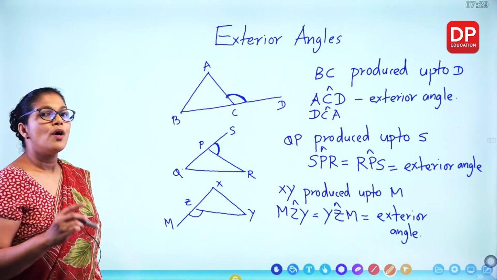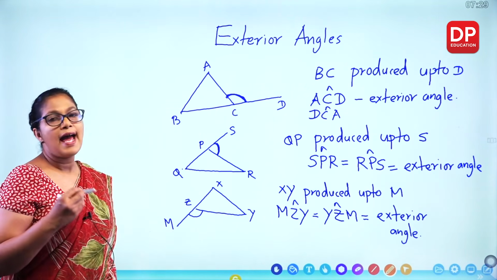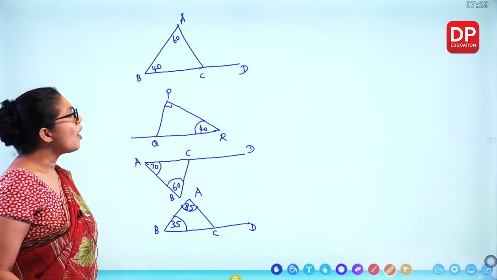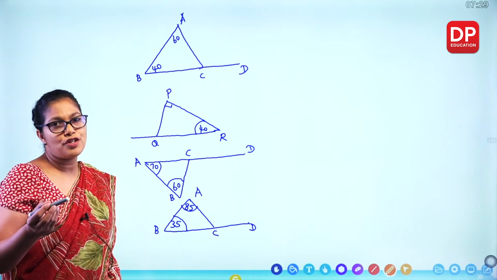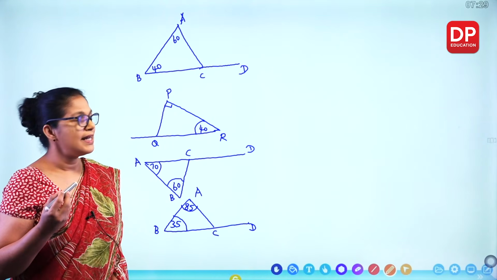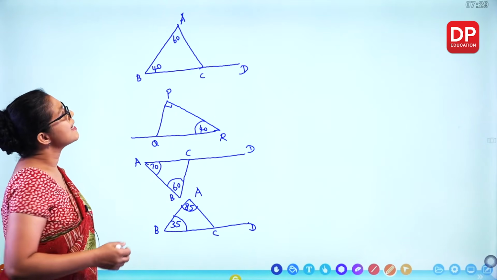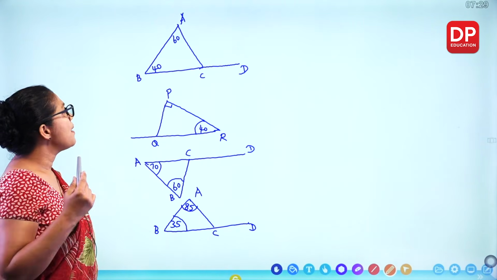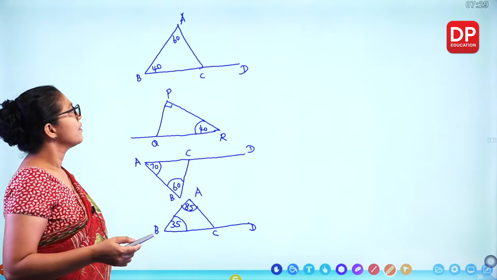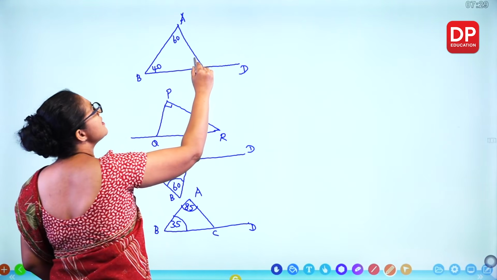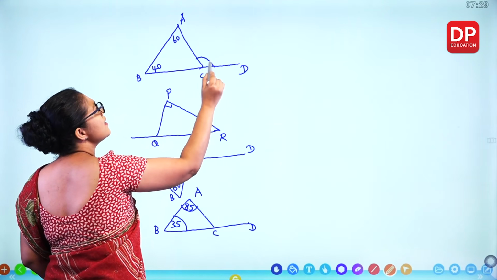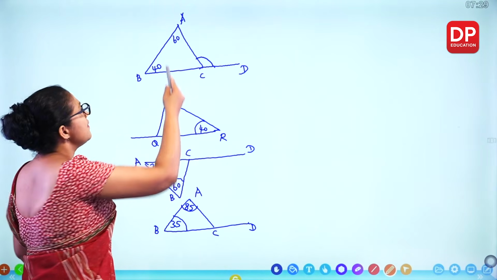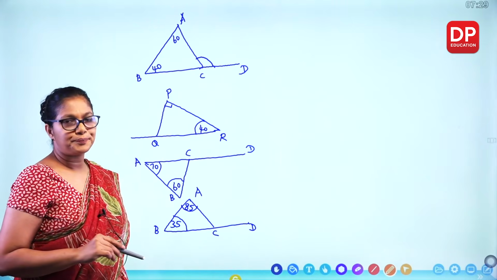So now you know what are interior angles and exterior angles. Now we'll try to find out a relationship between those interior angles and exterior angles. Now take this example. You have given triangle ABC and BC produced up to D. So here we'll see, this is the exterior angle we are getting. We'll try to find out a relationship between the interior angles and this one.